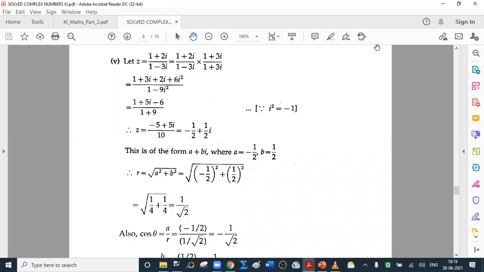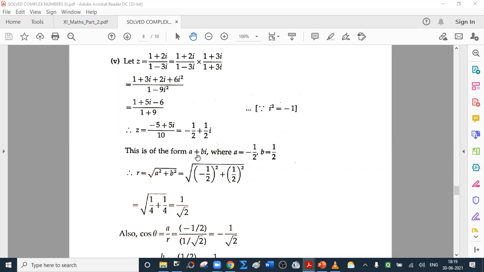Now this is the fifth one. Just listen to me, but please do write the solution after the lecture. Let z be the given complex number (1 plus 2i) upon (1 minus 3i). Multiply numerator and denominator by 1 plus 3i. So on simplification, I'm directly reading this, z comes out to be minus half plus half i.